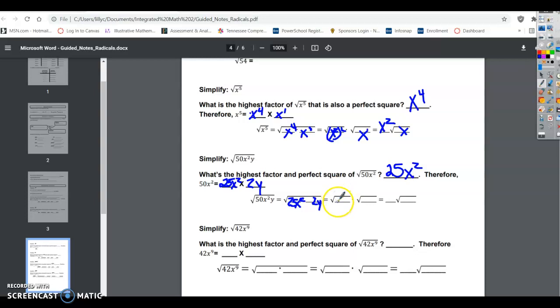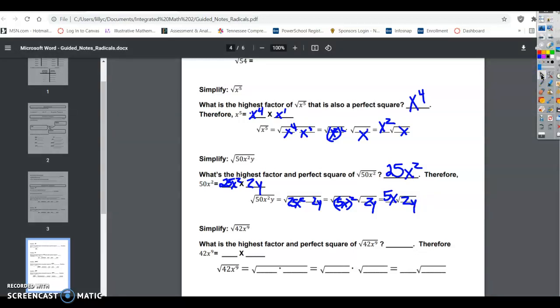25x squared is the same thing as 5 times x squared times 2y. And the square root of 5x squared brings out the 5x. And then 2y is not a perfect square, so it stays underneath the radical sign.